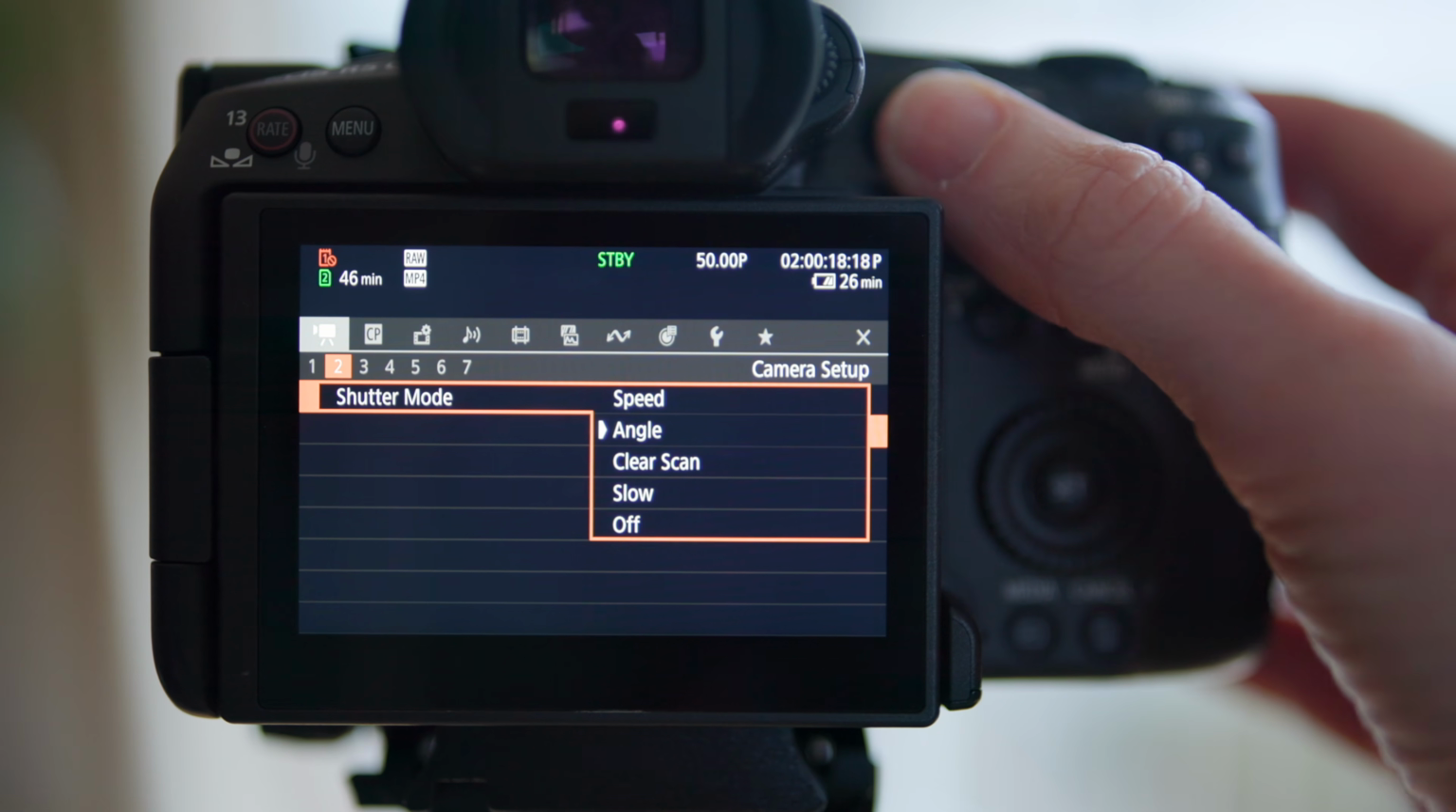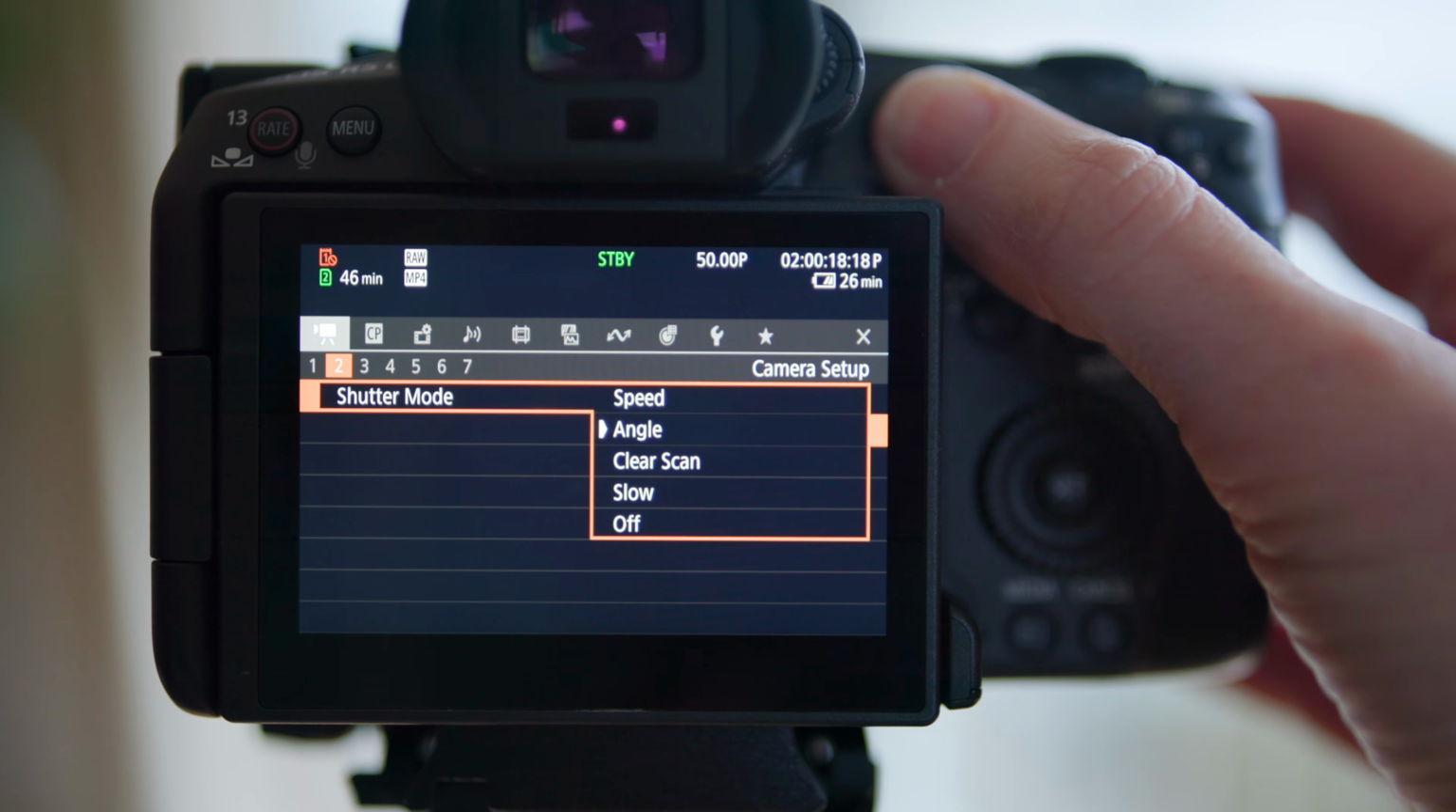However, if you're shooting action scenes or something that has a lot of fast movement, this will actually be beneficial. So you might want to experiment with what your shutter speed is depending on what you're filming. Next on the menu under shutter mode, you have shutter angle.